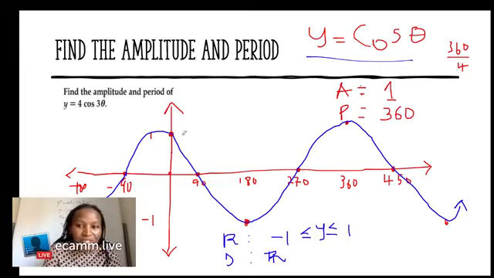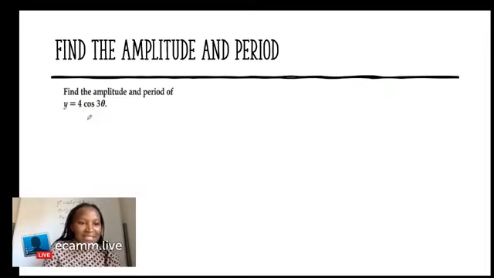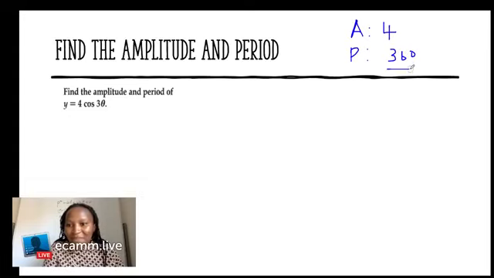plot this one. Now we've seen the original. Now we will do the one with the amplitude of 4 and the period where we divide it by 3. Okay, so I will erase this. My amplitude, I'll write A for amplitude, is 4. My period is 360 divided by 3, which gives me 120.